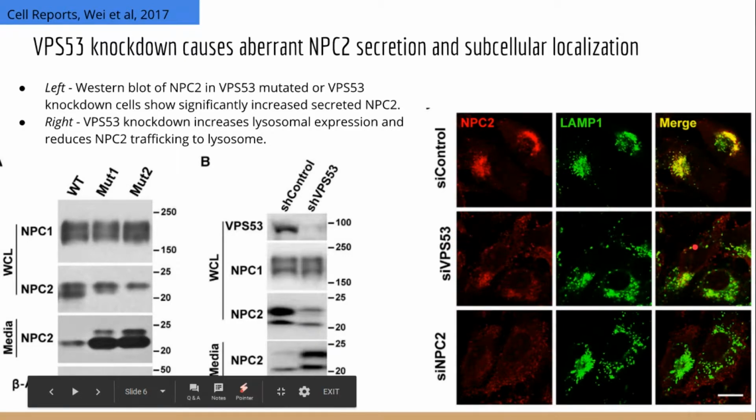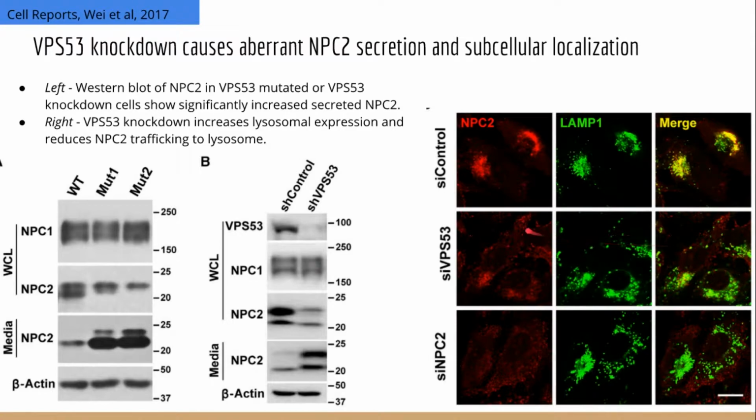We also see this is accompanied by the accumulation of, this is the NPC2 localization. So in normal control cells, we see NPC2 accumulates in these endosomes and lysosomes. When VPS53 is knocked out, we see very sparse and sporadic staining of NPC2. We also see accumulation of lysosomes.